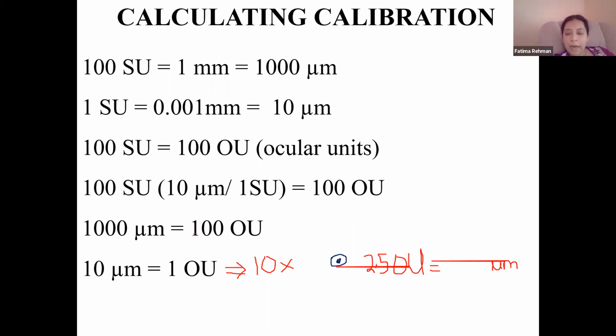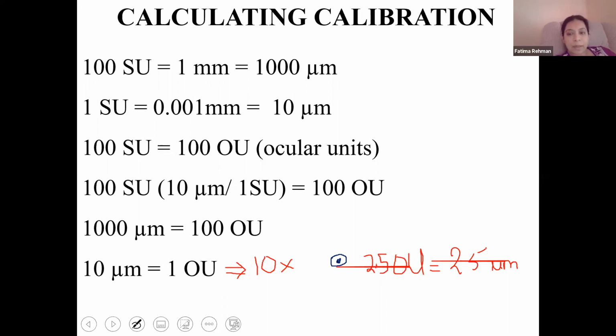So to figure that out, all you need to do is look at how many ocular units you have and multiply them by the calibration, which is 10 micrometer. Good. So the answer would be 25. So if your cell is 2.5 ocular units long, then it is 25 micrometers under the 10x objective lens.